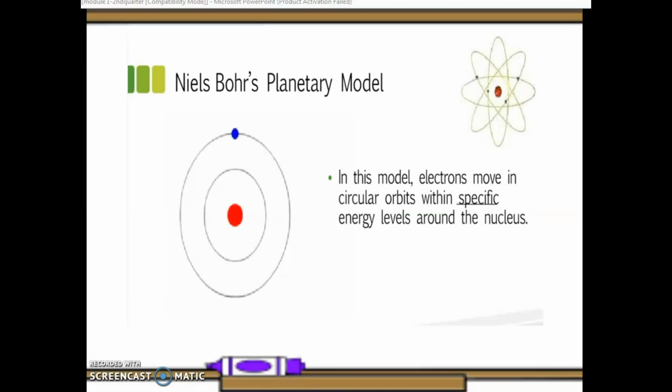In this model, electrons move in circular orbits within specific energy levels around the nucleus. Electrons have a definite energy in each orbit, which increases as the distance of the orbit from the nucleus increases. There is no absorption or emission of energy if the electron stays in its orbit. However, when an electron absorbs extra energy, it moves to a higher energy level. This is when we say that the electron becomes excited, making the atom unstable.